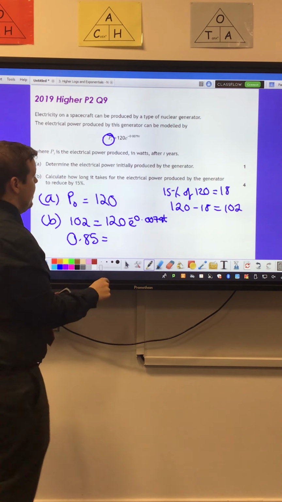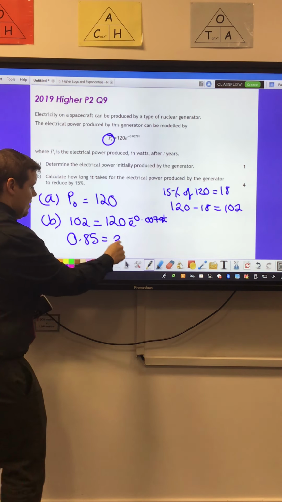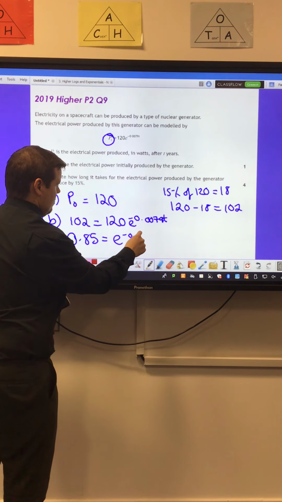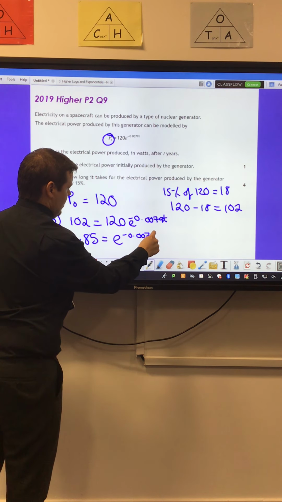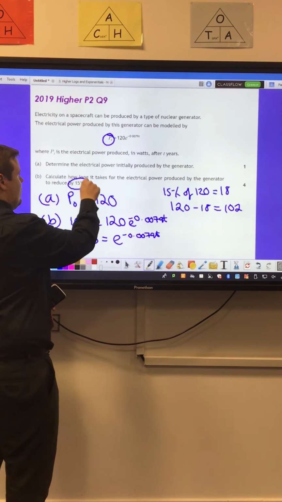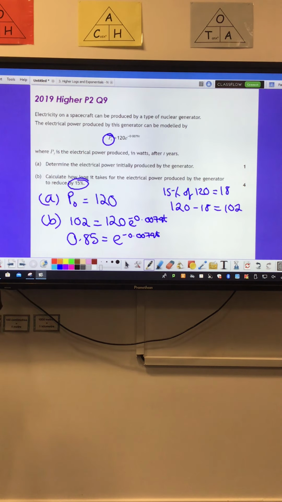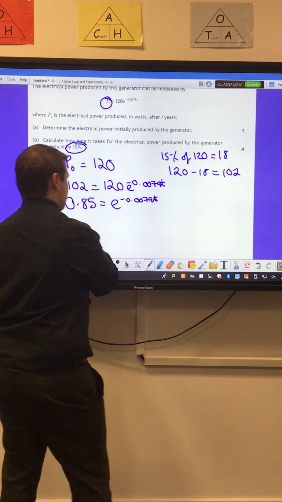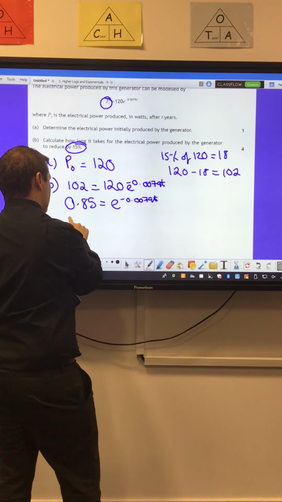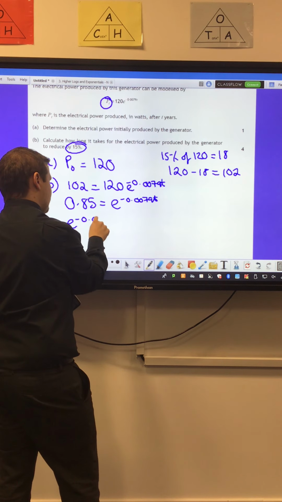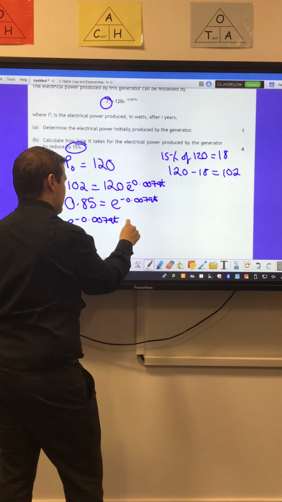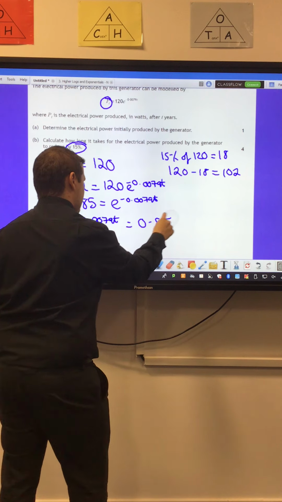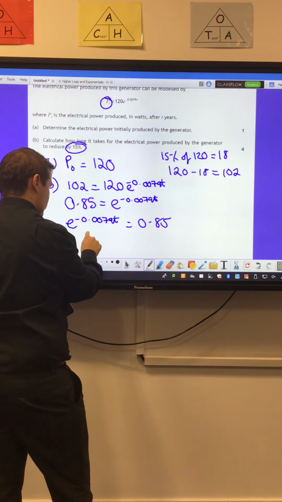What actually happens when you divide both sides by 120 is you get 0.85. Now you can actually go straight to this step here, because if it reduces by 15%, it means there's 85% left. 85% left as a decimal is 0.85. Likewise again, flip it around. I'm going to get e to the negative 0.0079t equals 0.85.